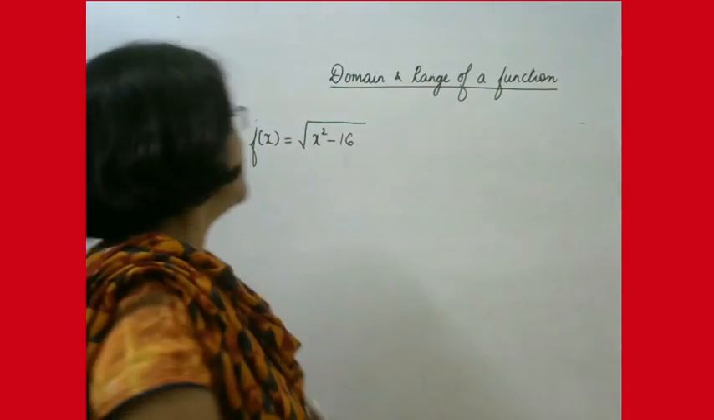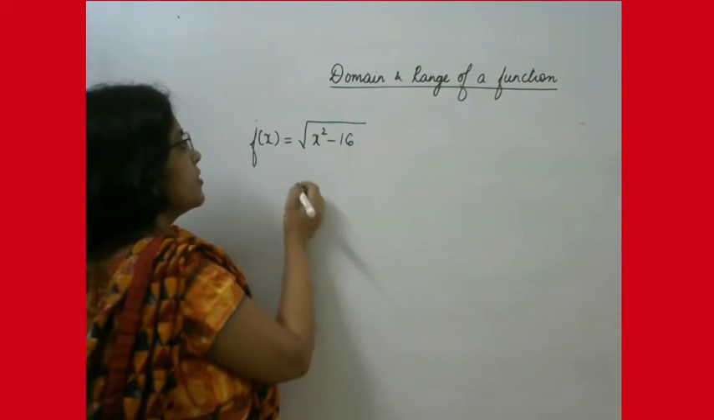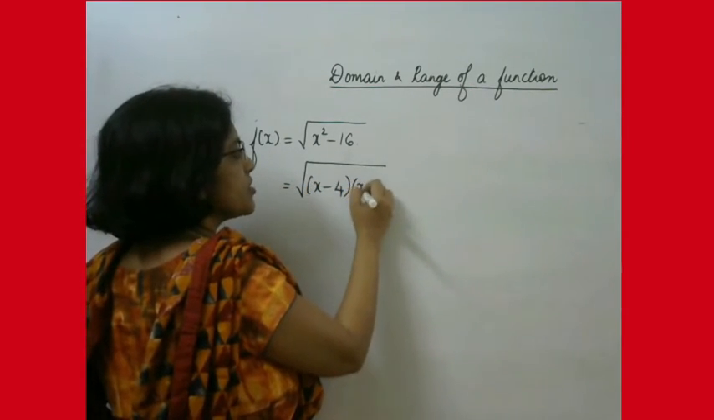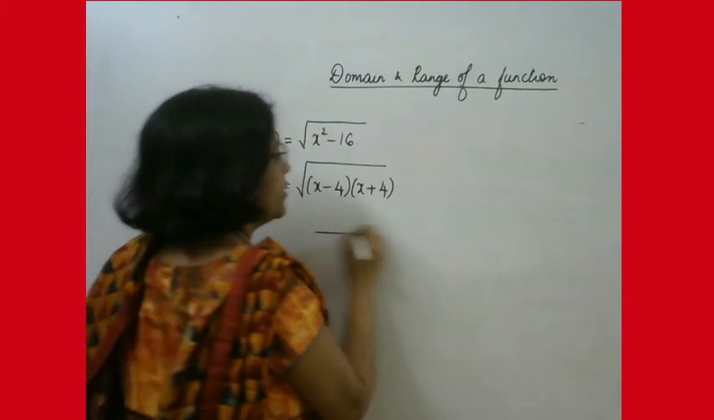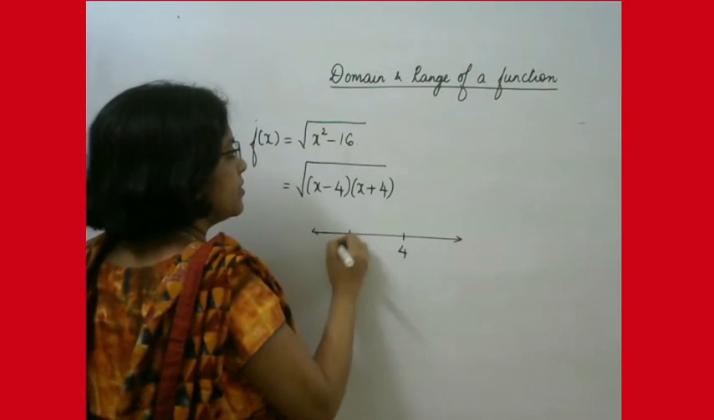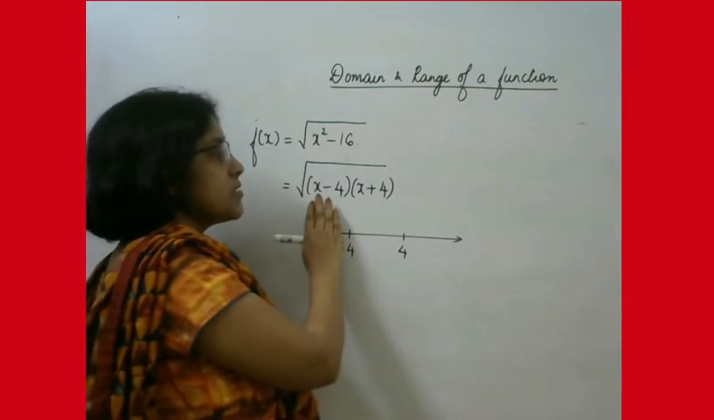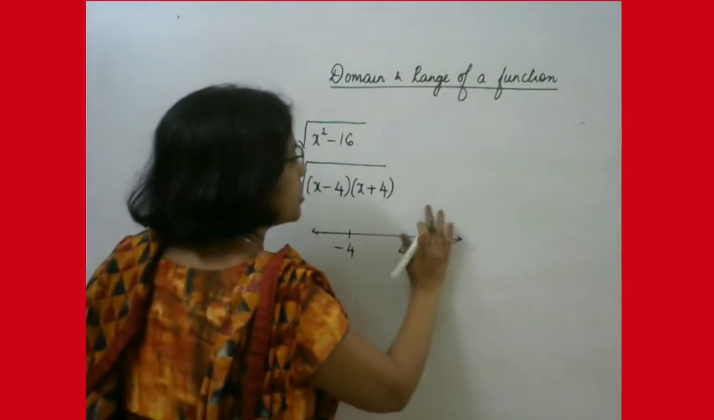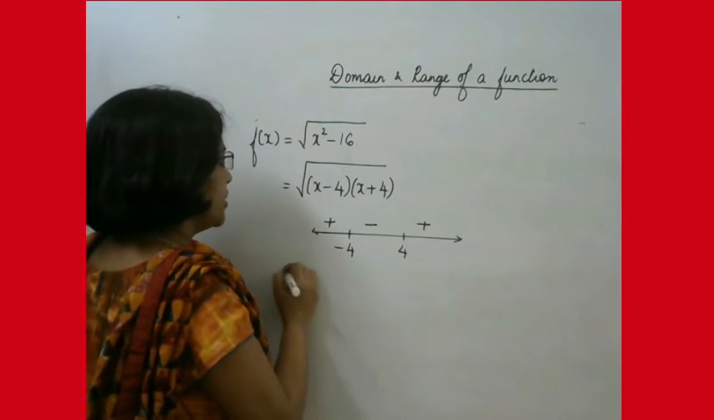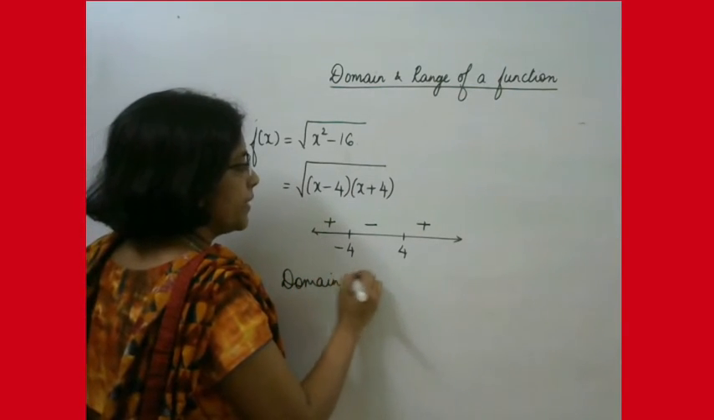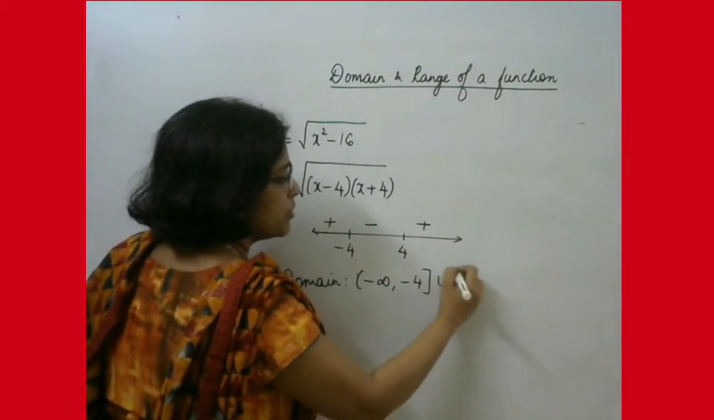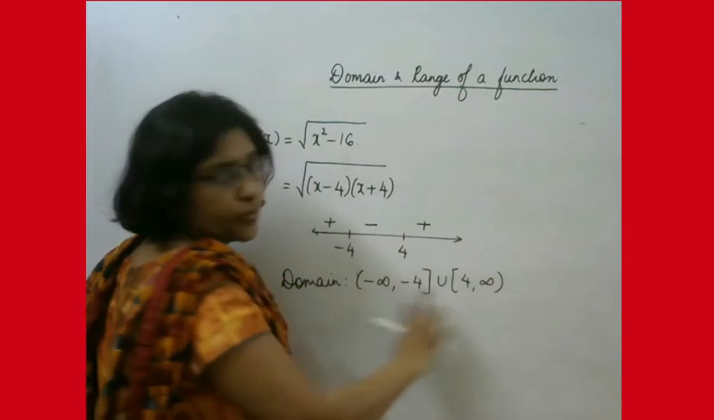Over to the next question. f of x is equal to root of x square minus 16. Once again, let's factorize this, which is x minus 4 and x plus 4. Critical points: x minus 4 equal to 0 will give 4, and this will give us minus 4. Now it is variable minus number, so start with plus on the right side, and we need to have non-negative values. So the domain is minus infinity to minus 4 and 4 to infinity, including both of these.